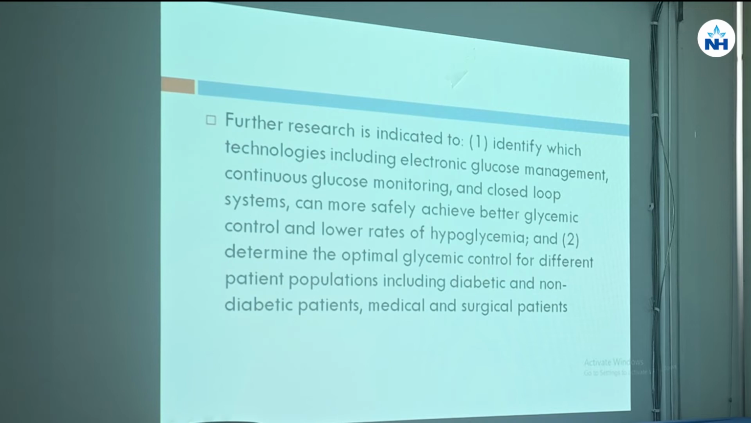Now, further research is indicated to identify which technology, including electronic glucose management, continuous glucose monitoring, and closed loop systems, can more safely achieve better glycemic control and lower rates of hypoglycemia, and determine the optimal glucose control for different patient populations, including diabetic and non-diabetic patients, medical and surgical patients.